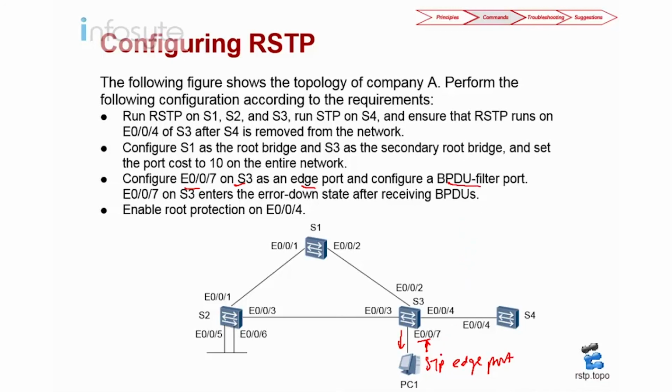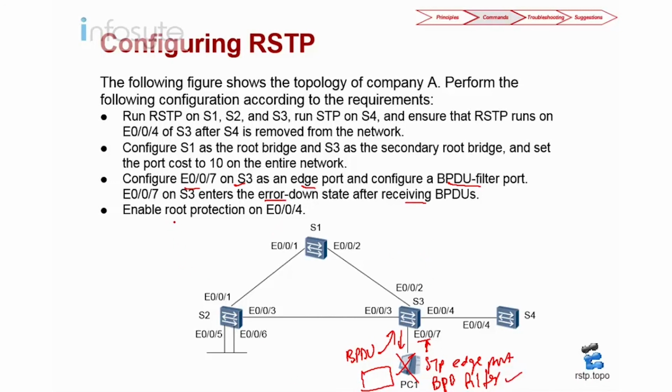if let's say we remove this PC, and you are going to replace it with a switch. And when the switch starts to send a BPDU, we are going to do a filter. All right, BPDU filter. Okay, and the port should go down when you receive a BPDU. So this is the command.